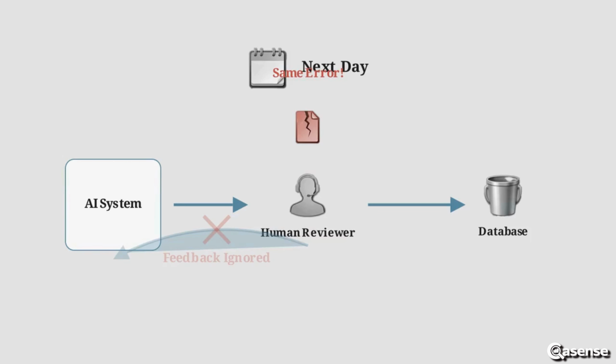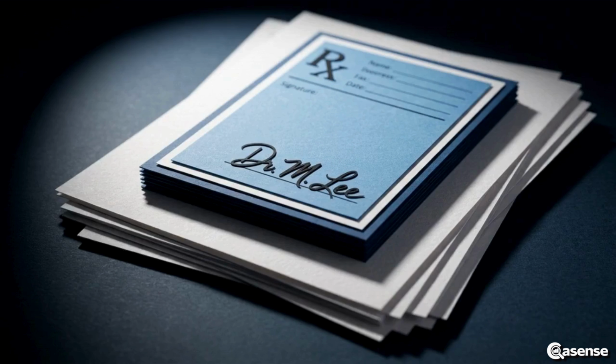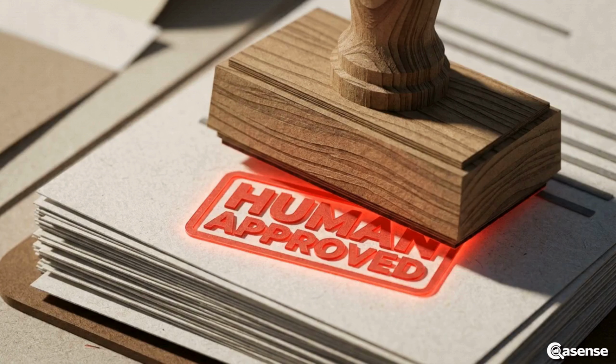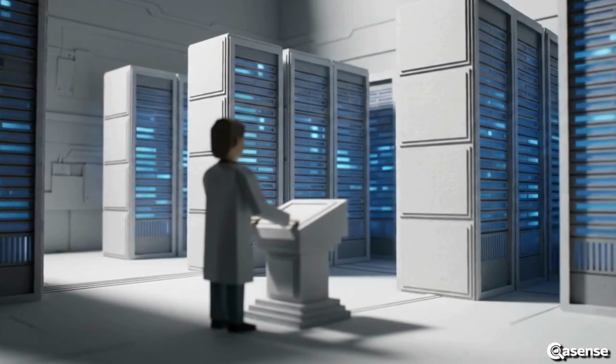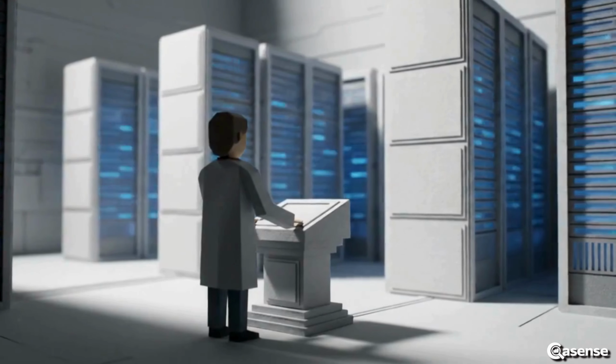For the major decisions in life, like who gets a mortgage or what medicine to prescribe, having a person actively check the work is often required by law. Putting a human in the loop gives you the raw processing power of a machine, firmly protected by the judgment of a real person.